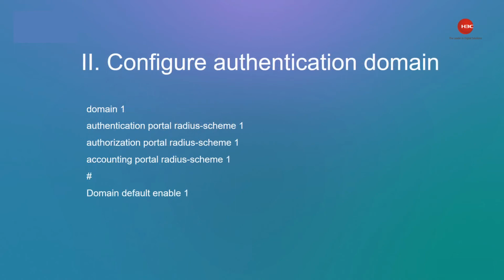Next, configure the authentication domain. Create and enter the ISP domain named 1. Configure the AAA authentication method of the ISP domain, and configure the default ISP domain of the system as 1, so that all access users' devices will share the authentication and accounting methods of this default domain.